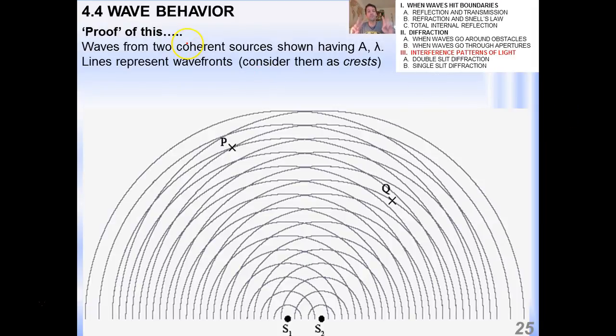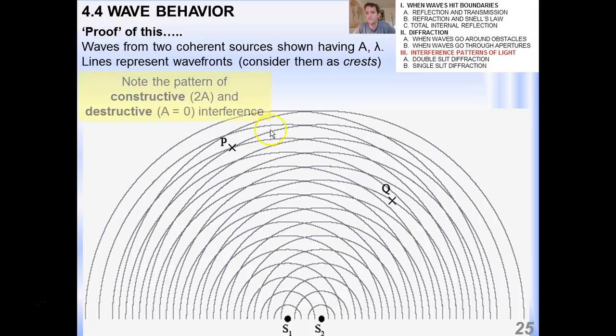Okay, now proof of this. I'm going to try to prove this to you in kind of a real world kind of way, okay? So if you consider waves from two coherent sources shown having the same amplitude and wavelength and frequency, okay? And as always, the circular lines represent wave fronts. So if we consider them as crests, okay? You note the wave pattern of constructive and destructive interference, okay? So for example, along this line right down the middle, you can see that crests are lining up perfectly. So those at that line, and they make a line because of the symmetry of the situation and the way that those circles go out, right?